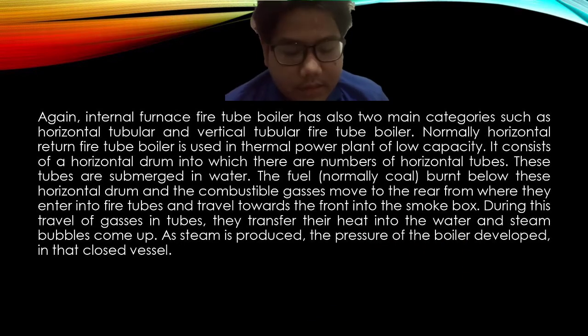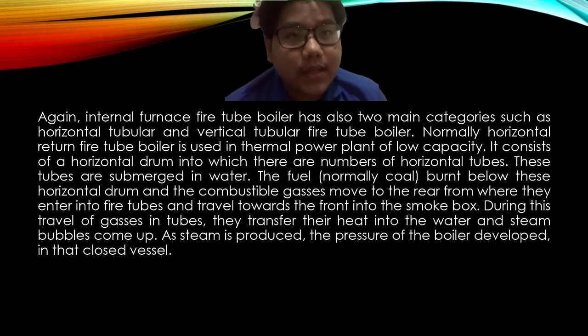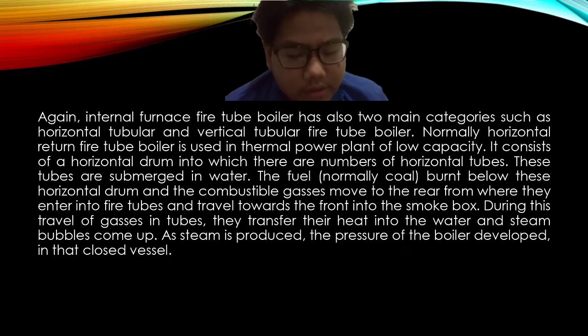Again, the internal furnace fire tube boiler also has 2 main categories, such as horizontal tubular and vertical tubular fire tube boiler. Normally, the horizontal return fire tube boiler is used in thermal power plants of low capacity. It consists of a horizontal drum into which there are a number of horizontal tubes. These tubes are submerged in water.